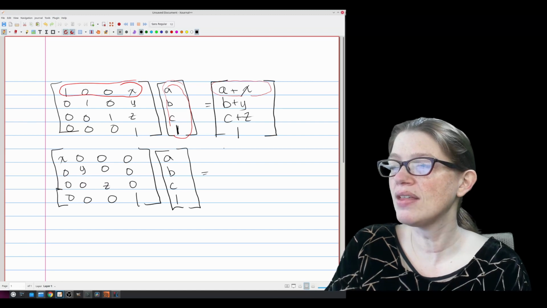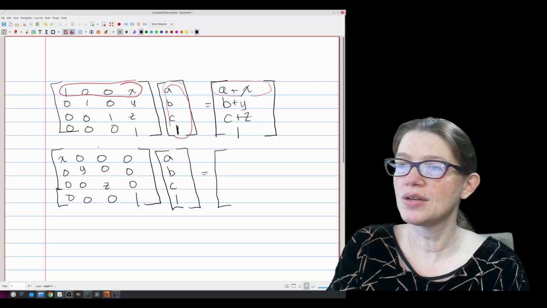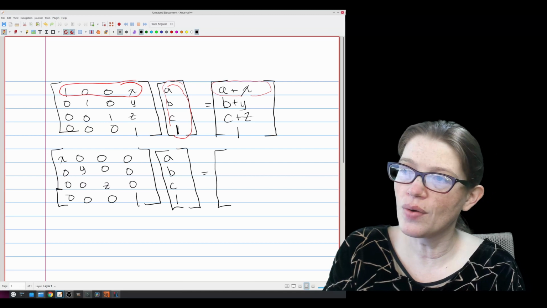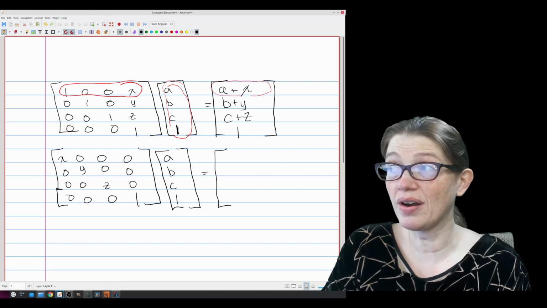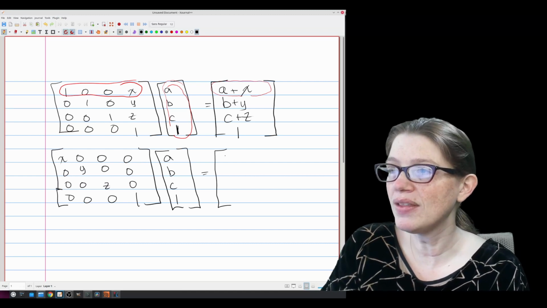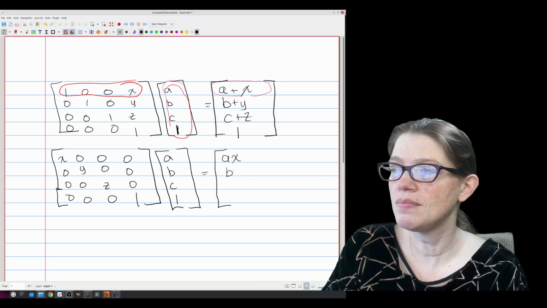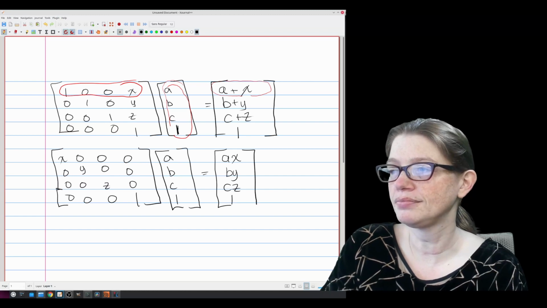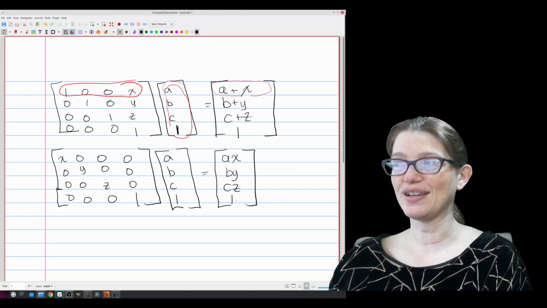We end up with, so remember, we're doing this row times this column. We're doing the dot product, really. So we're going to end up with, if we do that, ax, by, cz, 1. Ta-da, your point is now scaled.